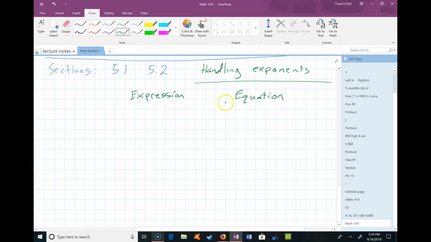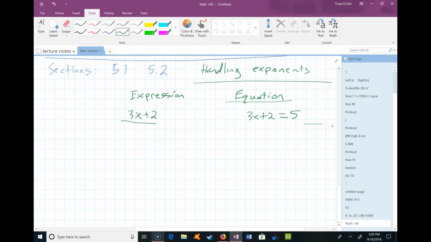In one sense, the word here helps us. Equation hopefully makes you think of an equal sign. So what's the difference between an expression and an equation? An equation has an equal sign. So if you have, for example, 3x plus 2, that's an expression. If we have 3x plus 2 and someone tells us that it's equal to 5, we could say equals 5 here, and now we have an equation. This is an expression, that's an equation.